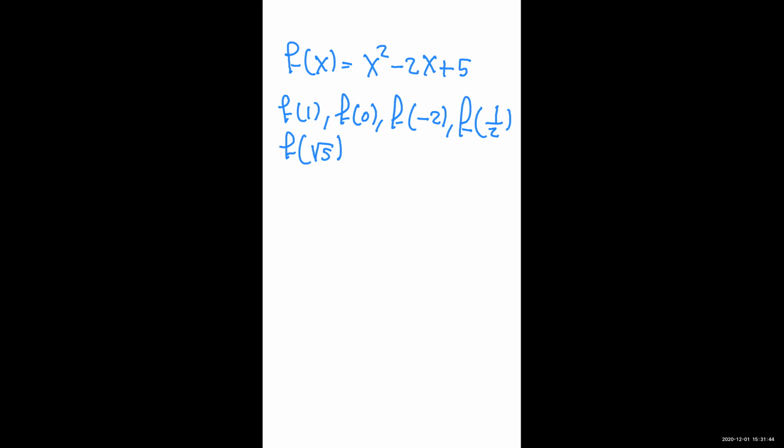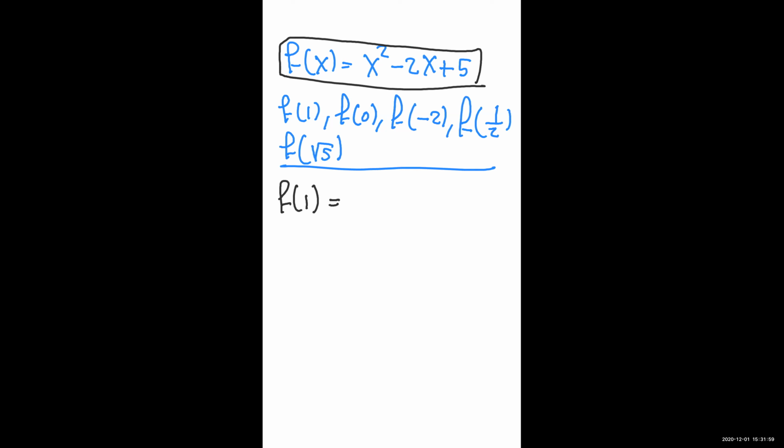Okay, how to solve this one? Actually, it's very easy. We said that we will substitute in the function, this one with these values. So f of 1 means x will equal 1. So x squared means 1 squared minus 2 times x, which is 1, plus 5. So f of 1 will equal 1 squared, which is 1, minus 2 times 1, which is 2, plus 5. So 1 minus 2 equals negative 1, plus 5, so it will equal 4. Okay, so f of 1 will equal 4.